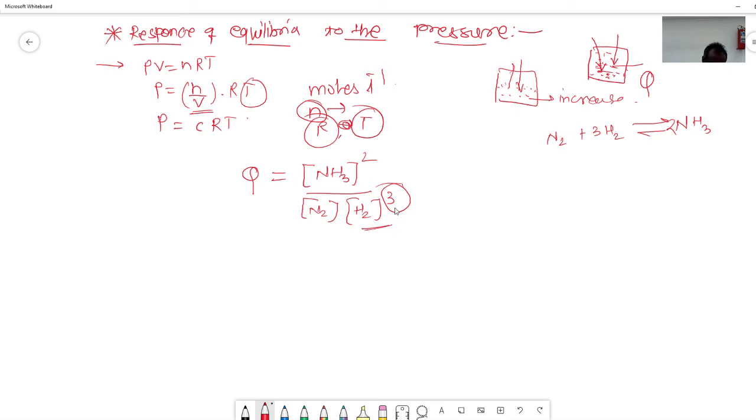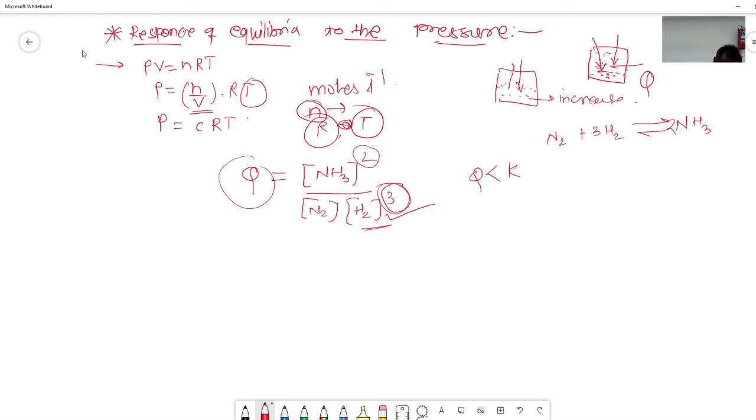Then what will happen? Since this is in the third power, this is in the second power, it is in the exponent, right? Therefore, Q will again be less than K. Why? Because this term is in the third power, the concentration increases, and therefore the denominator value automatically increases, so the Q value decreases. Hence, to re-establish this equilibrium, what will the system do?